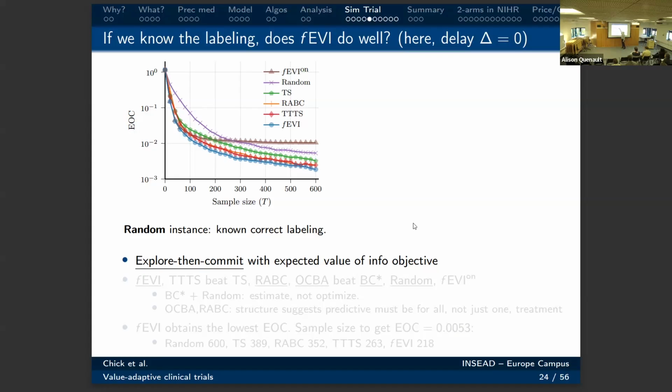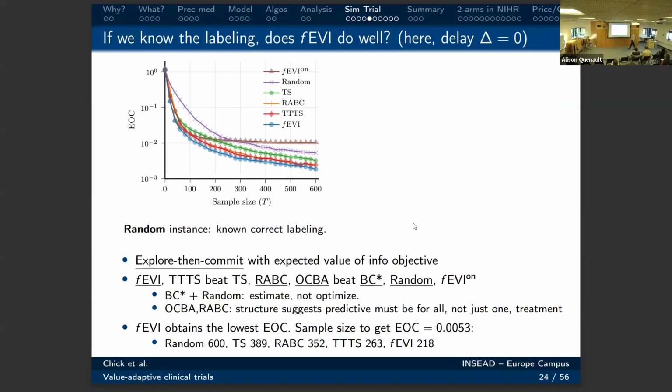We see there are two curves here that seem to flatten out, and they've got a non-zero regret. That's because these are the algorithms that are estimating parameters, and they're not trying to find the optimal treatment. Random assignment is commonly used in biostatistics, but it doesn't work as well here. So the algorithms that are exploring and committing to a treatment seem to be doing rather better. And top-two Thompson sampling does pretty much the same as what we've got, not significantly different. And then we see the order of what's beating what here.